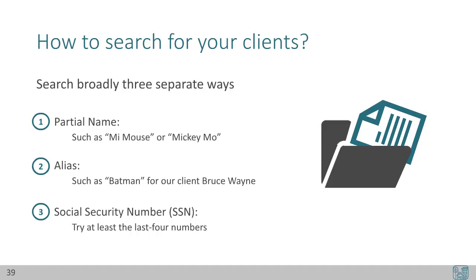Search broadly to find any possible profiles for your client. If you were looking in a filing cabinet, you might try multiple drawers in order to find a client folder. We are doing that here in HMIS by searching 3 ways. First, try a partial name such as Mi Mouse or Mickey Mo. If there's an available alias, try that. For example, we would search Batman for Bruce Wayne. Lastly, search using the Social Security number. This unique identifier can help us find a profile that already exists. Try at least the last 4 numbers. All in all, search 3 different ways to make sure that your client does not already have a profile.